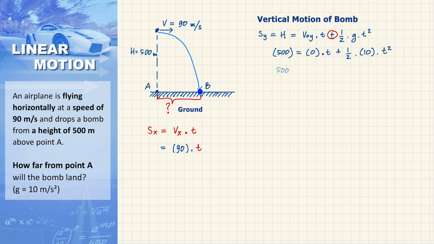The equation becomes 500 equals 5t square. Simplifying this, t square equals 100, or t equals plus or minus square root of 100. Taking the square root, we find t equals plus or minus 10 seconds. Since time cannot be negative, we select t equals 10 seconds.